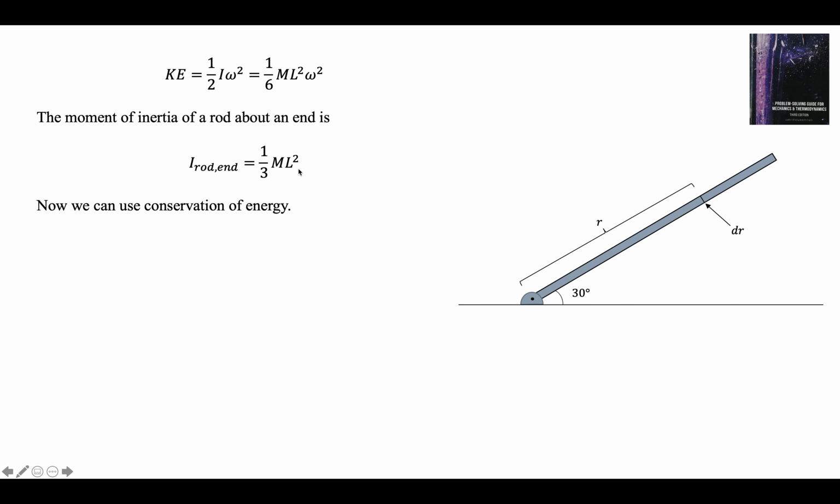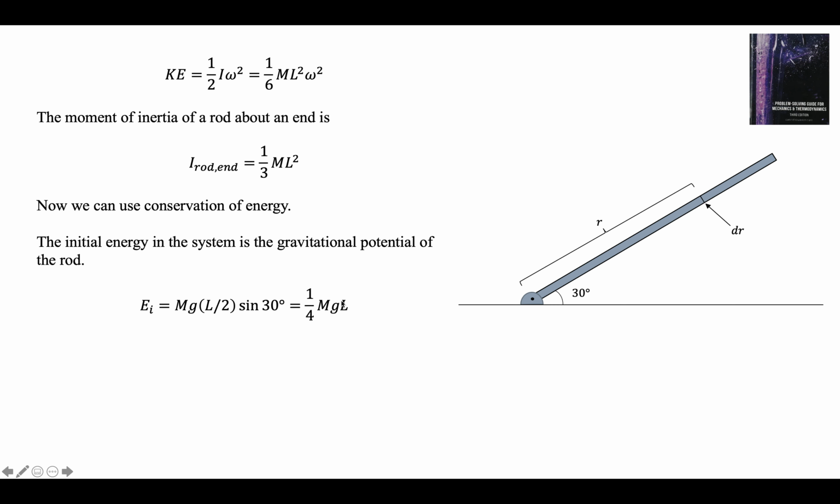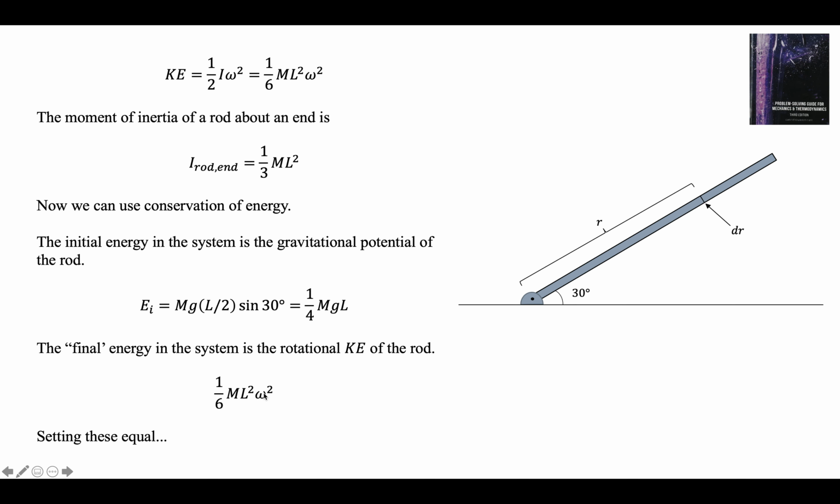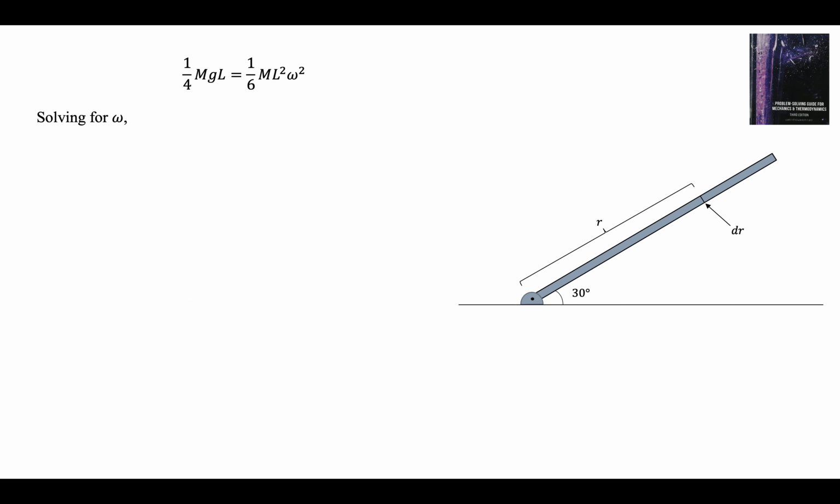So now we can use conservation of energy to get the final energy. We know the initial energy. The final energy is just the rotational kinetic energy, 1/6 ml squared omega squared. We just derived that. We can set these equal, and we can solve for omega. The m's cancel. Doesn't matter how heavy the mass is as far as the speed. Omega squared is 3g over 2l. So g is meters per second squared, L is meters, so this is 1 over seconds squared. Take the square root, 1 over seconds.